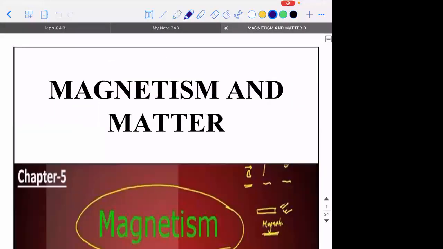So the next chapter that we are going to start is a small chapter. The lengthiest chapter is only the fourth one. All other chapters are small, or reasonably so. The fifth chapter is magnetism and matter. In the fourth chapter, what did we learn? We discussed moving charges and magnetism. And in the fifth chapter, again, we are talking about magnetism. What do you think is the basic difference between them?